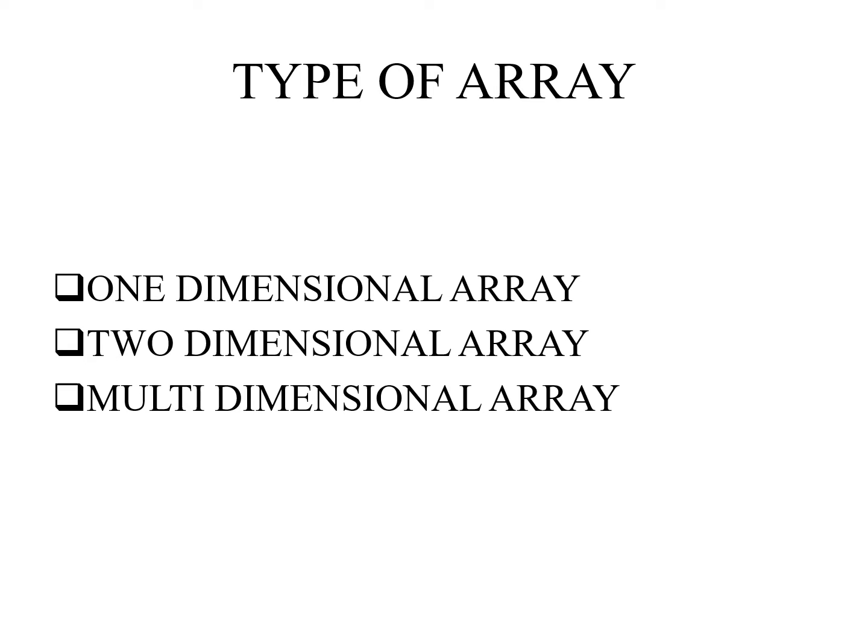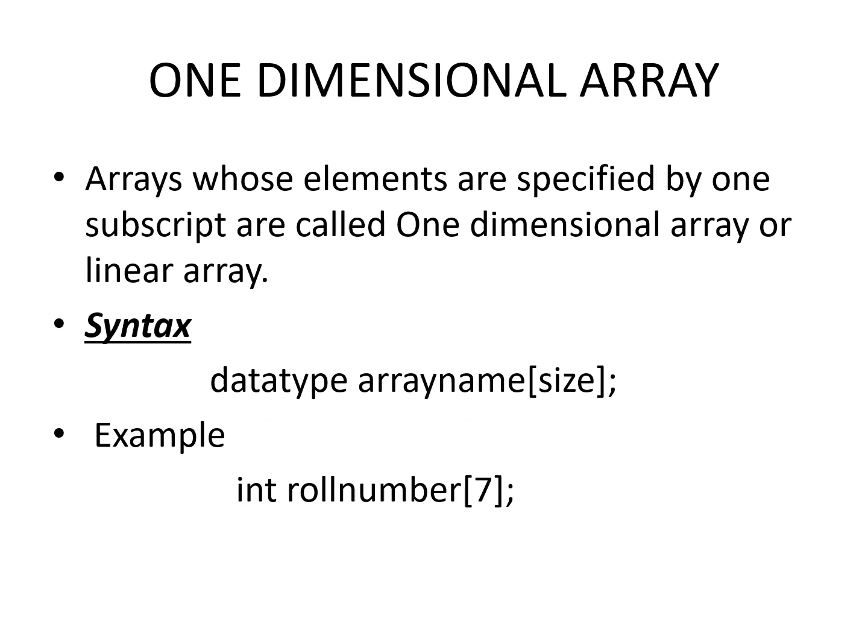Now we see the types of array. The 3 types of array are the one-dimensional array, the two-dimensional array and the multi-dimensional array. One-dimensional array: arrays whose elements are specified by one subscript are called one-dimensional or linear arrays. Here is the syntax for creating a one-dimensional array: data type, array name and the size. Now an example of a one-dimensional array: int rollnumber[7]. We create 7 elements of type integer.